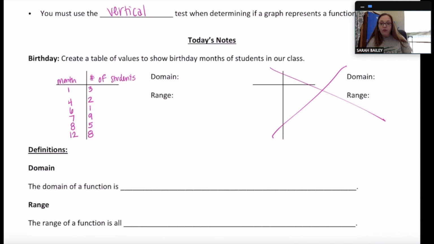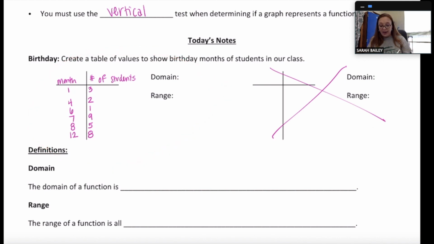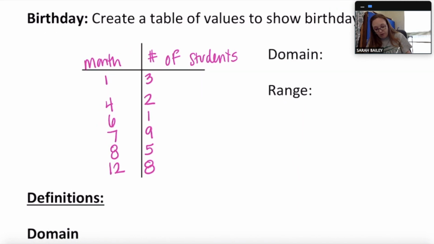So first thing we're going to talk about, let's suppose we're going to talk about birthdays. So the directions say to create a table of values to show birthday months of students in our class, and I've just kind of already done that. So I've made the table with the birth month and the number of students whose birthdays fall within that month. So you're going to want to copy that information down. So the domain of this, I'm going to put X up above month and Y up above number of students.